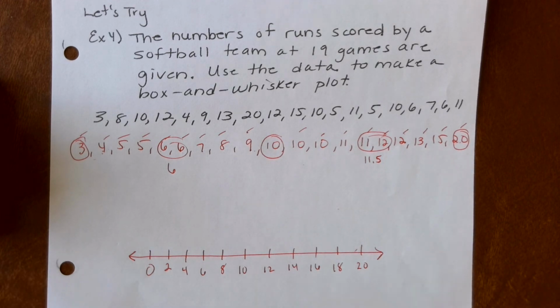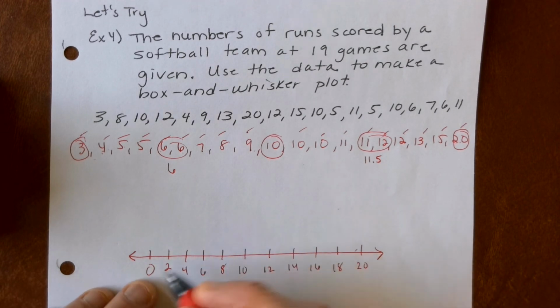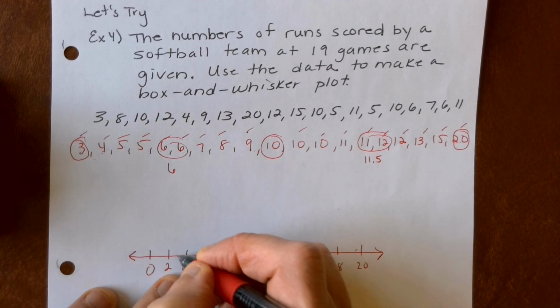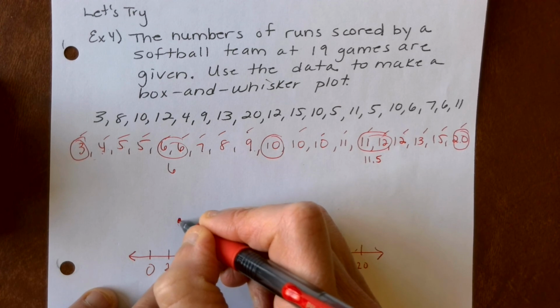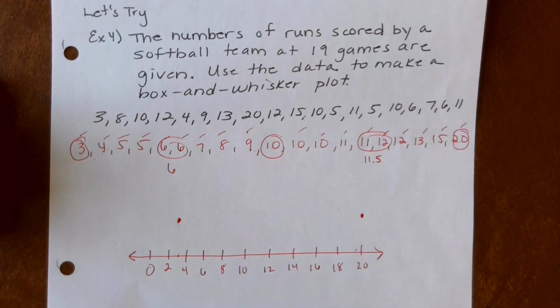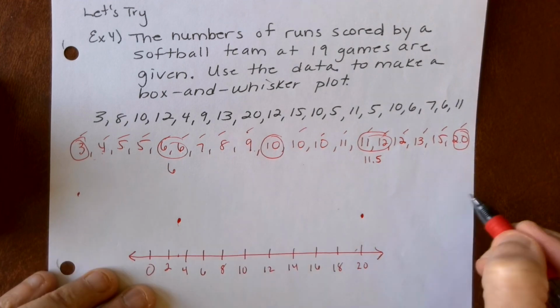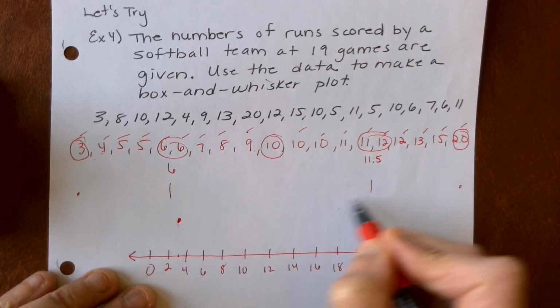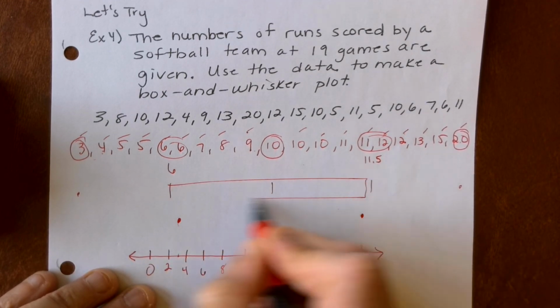So let's go ahead and mark these on here. I'm going to take a look here, and 3 is my one value. That's going to be a dot. And 20 is my value over here, and that is going to be a dot. Those two are dots. Those are the whiskers. But let's get the box. So these are my whiskers, and then these become my box right here.